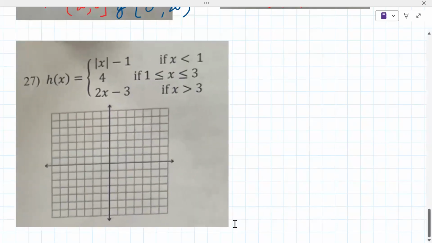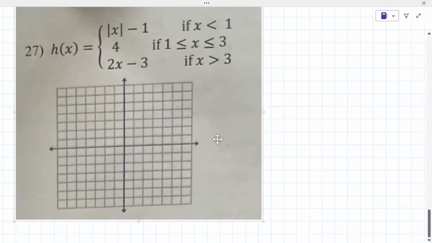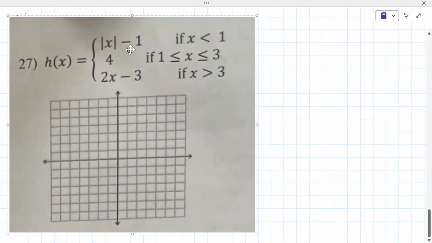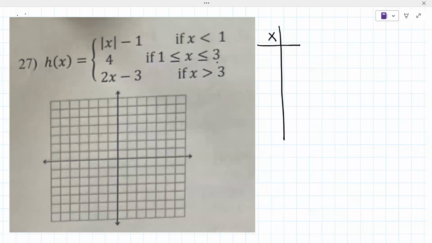All right. So what I'm seeing here, this is a piecewise graph. It has 3 pieces: piece 1, piece 2, and piece 3. The very best way to do these is to break this up into pieces. So the first one we're going to do for x less than 1. What I recommend is making a table of x and y values, and you start at the first x value there, which is 1.